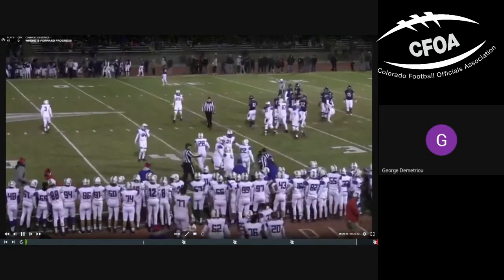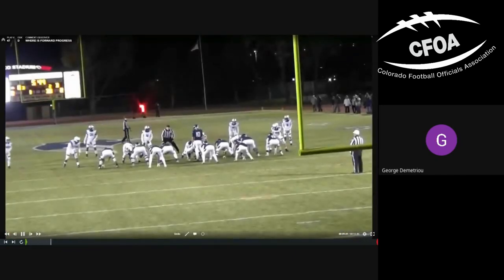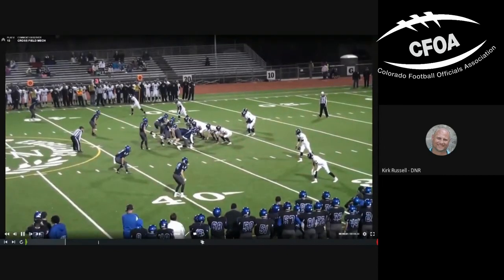George, you got anything else to add on this? No. I don't think we get anything out of that end zone on this particular play.